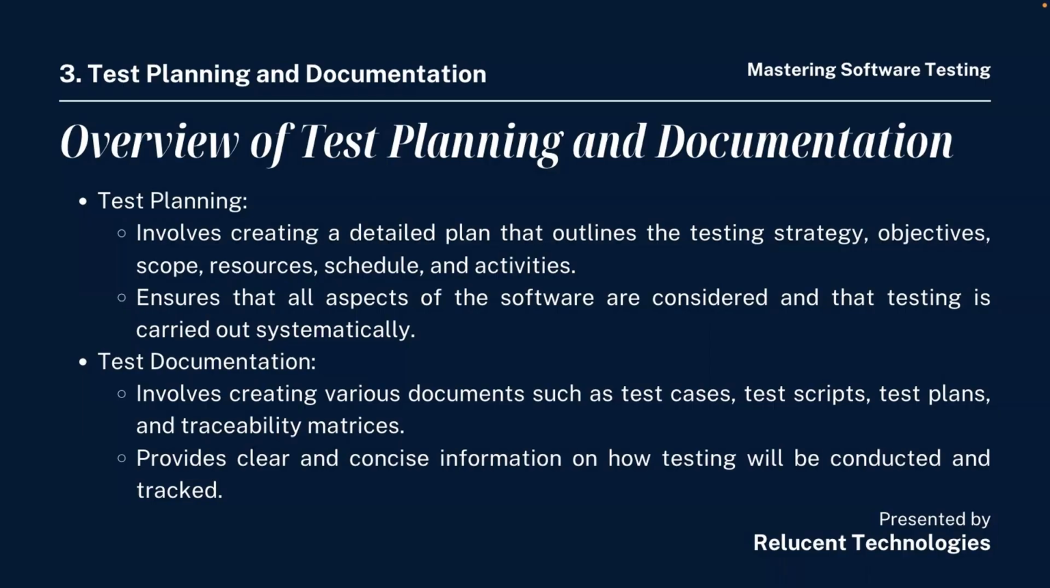And on the documentation side, this involves creating various key documents such as test cases, test scripts, test plans, and traceability matrices. And we will cover what a traceability matrix is later in this course. These documents provide clear, detailed information on how testing will be conducted and how the results will be tracked. It's all about making sure everything is recorded so that you and your team know exactly what has been tested, how it has been tested, and what the outcome was.